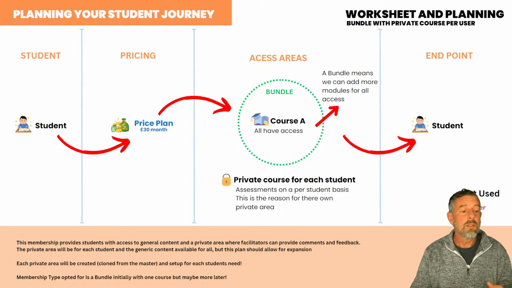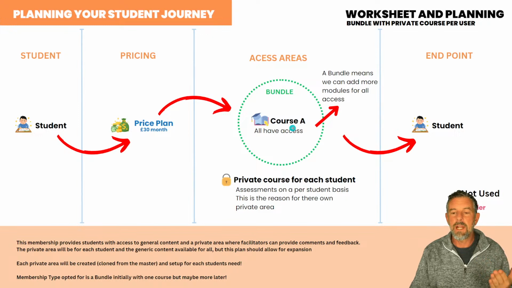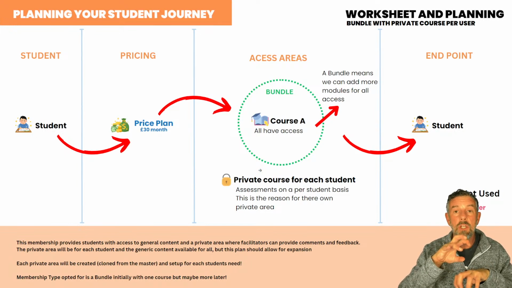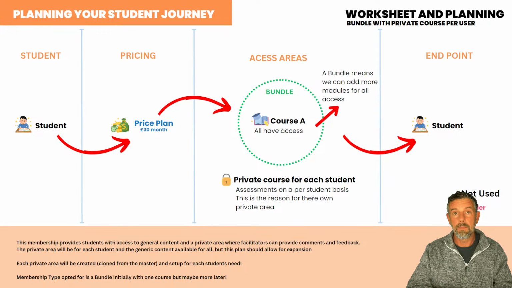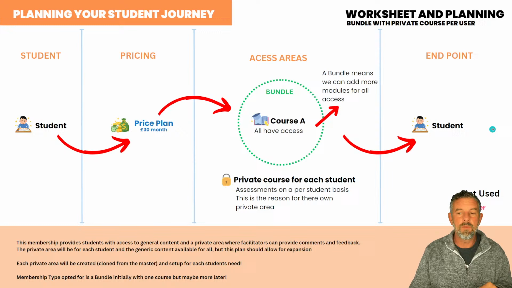So student comes through, pays the price, comes into the bundle, has access to the generic content, okay? You set up another course and you just enroll that student. When the student goes to their dashboard here, they'll see this private course for them and the course bundle that's available for everybody. So you've separated the two. You've secured that private course, okay? So that's one way of doing it. You'll see tiers is not used. Now let's move to the next one.